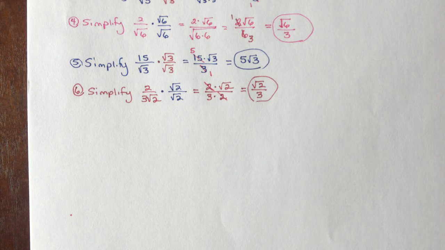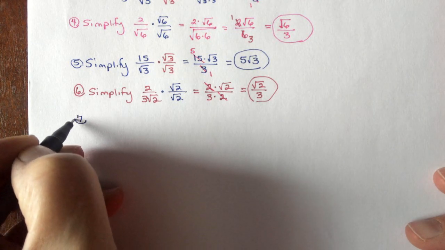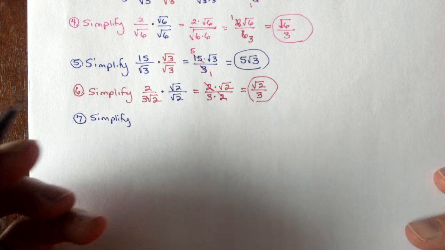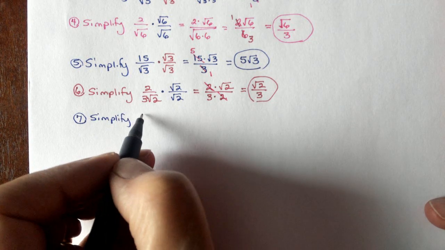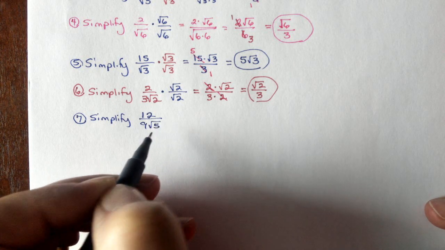Okay, let's throw in 2 or 3 more examples that have additional things floating around that have to be dealt with, just so we've covered all of our bases, and we'll call it done and let you get some practice. So simplify 12 over 9 radical 5.